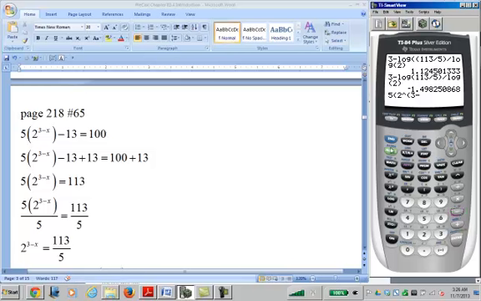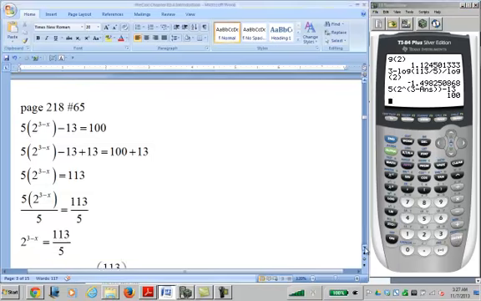3 minus second answer. Close parenthesis, minus 13. And we get 100. Okay. Next.